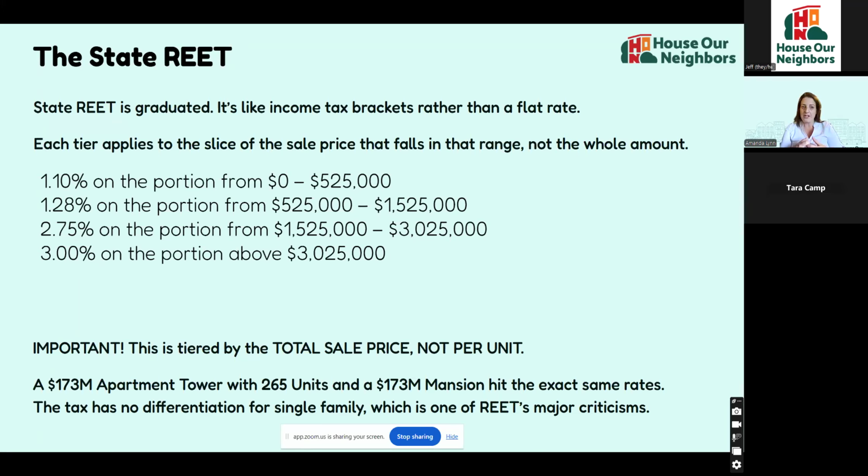And an important factor that will come up later, a little foreshadowing, is that this is tiered by the total sale price of the unit. So it's just a number on a sheet of paper about the transaction. How much was this transaction? The tax does not care if that was 100 apartments or one big mansion. It only cares what the dollar amount was. And this is one of the biggest criticisms of REET taxes, that it's not differentiating between a huge billionaire's compound and a multifamily property that's housing 50 families.